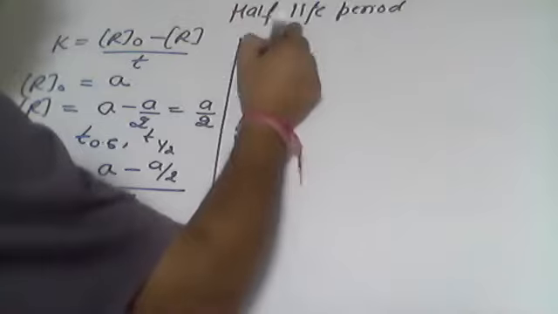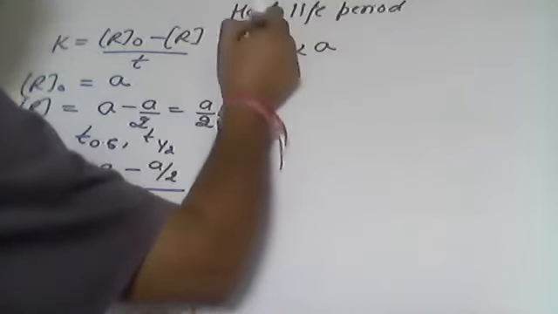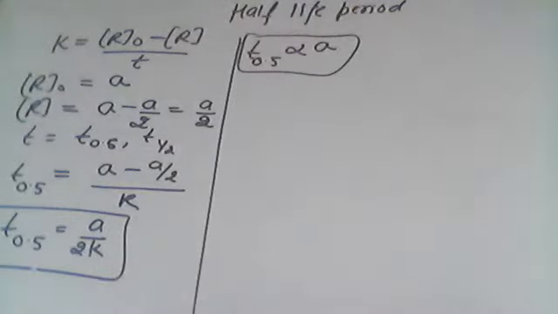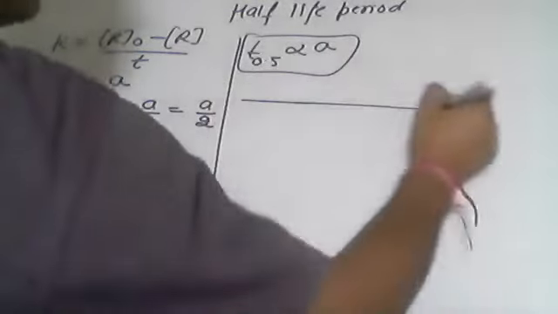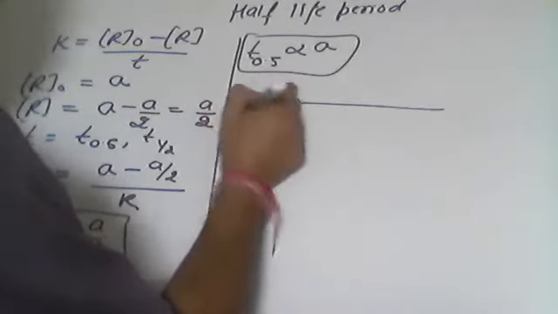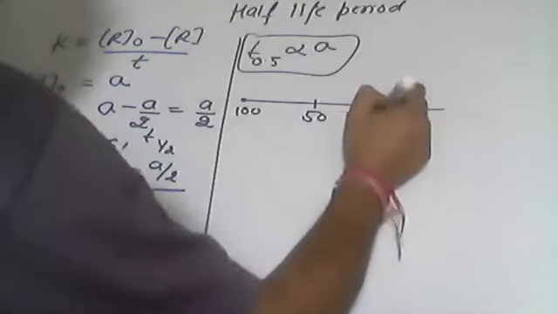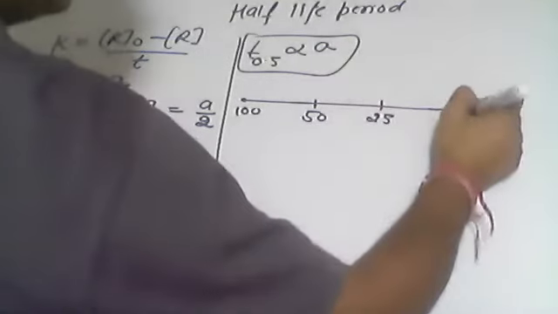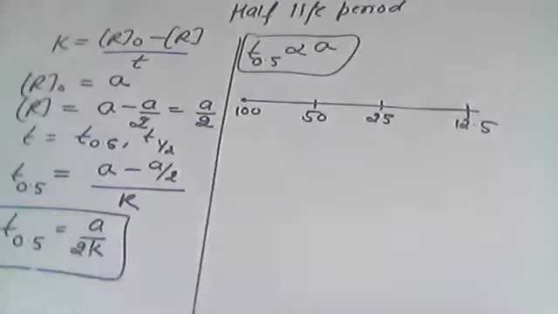And from here, one more thing you can conclude: for a zero order reaction, the half-life period is directly proportional to the initial concentration of the reactant. T half is directly proportional to A. What is the meaning of this? It means that if I draw a line, I start with 100, after one half-life it is 50, the next half-life 25, the next half-life 12.5.